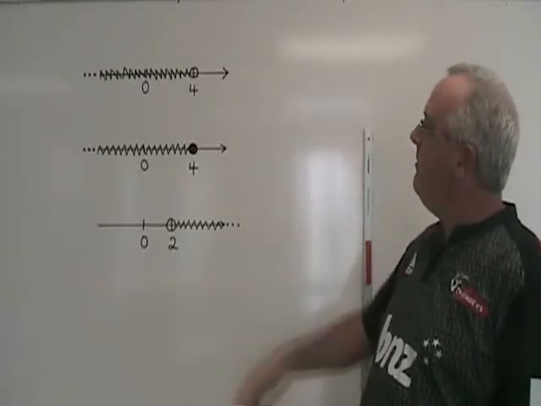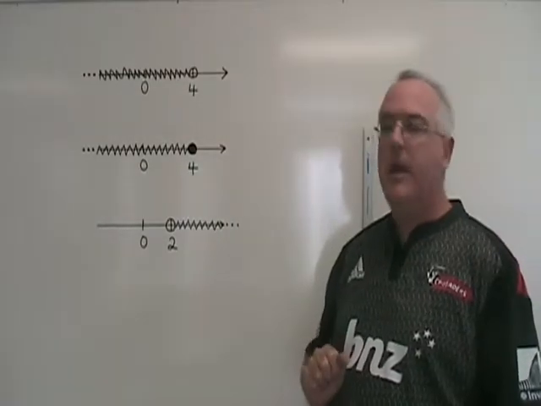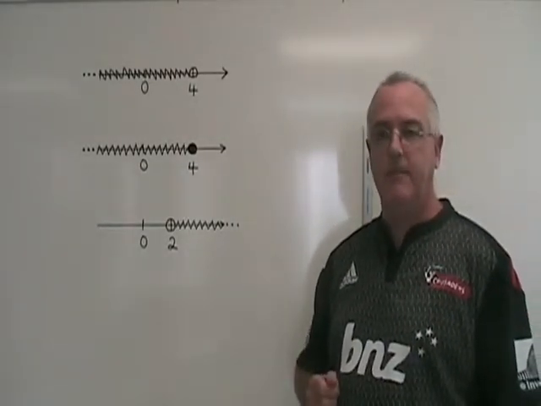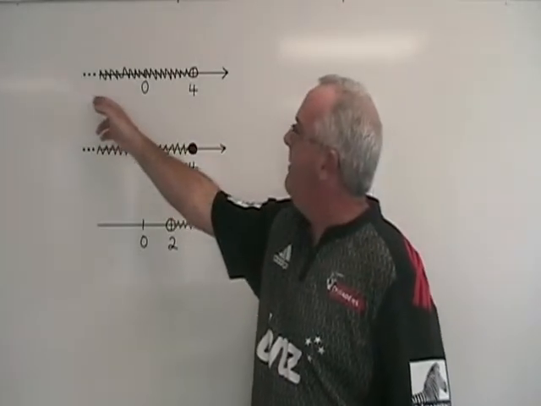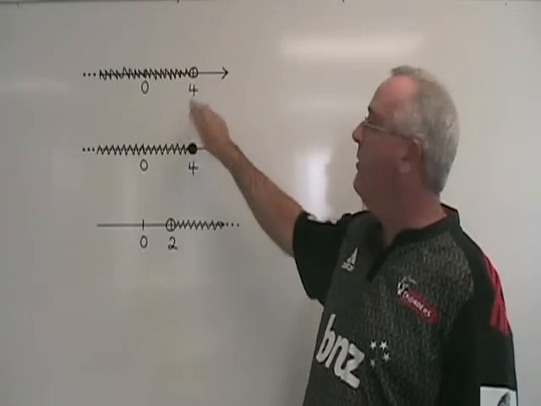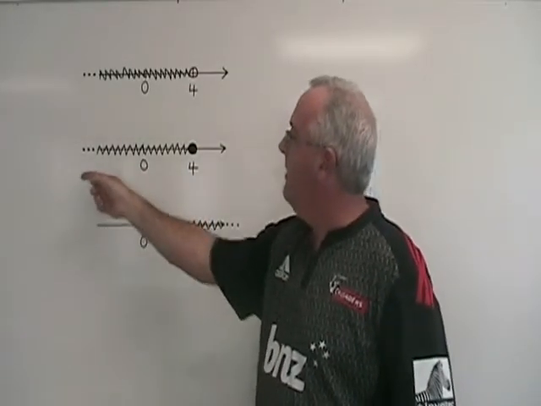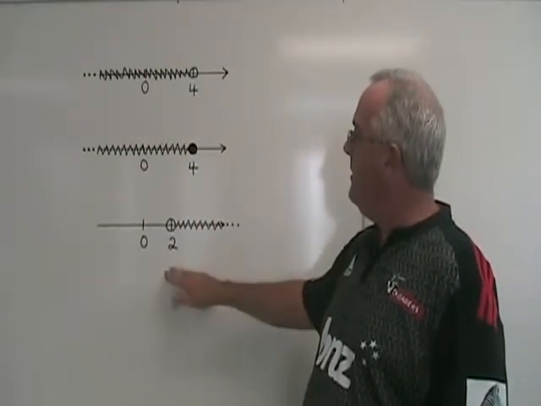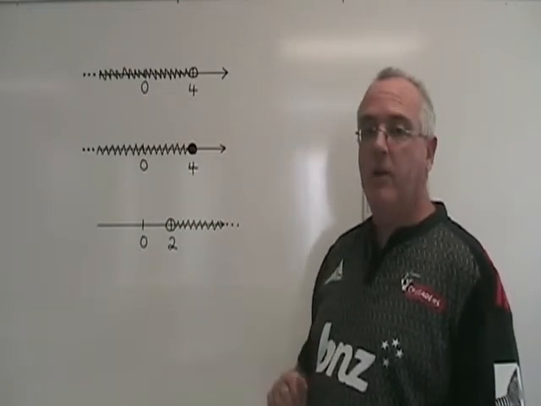Here we have three regions expressed on the x-axis, and we wish to express them with set builder notation. The first region goes from negative infinity to 4, and the 4 is not included. The second region goes from negative infinity to 4, but the 4 is included. And the third region goes from 2 to positive infinity. The 2 is not included.